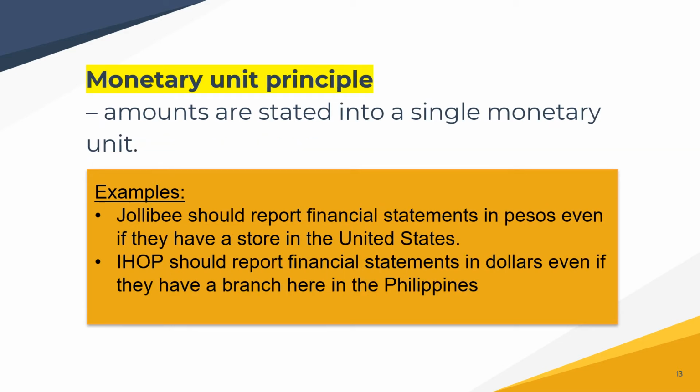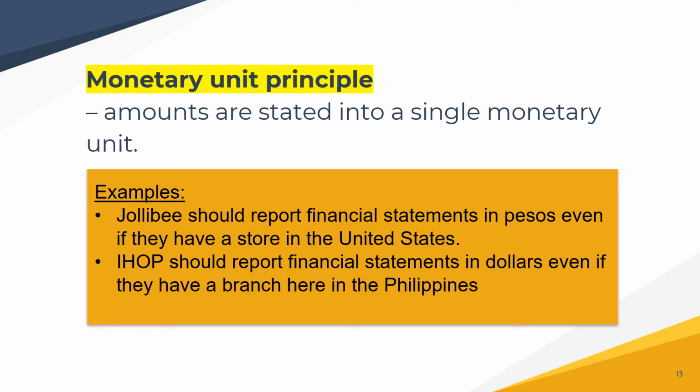Next one is the monetary unit principle. So it means the amounts are stated into a single monetary unit, or the business transactions can be objectively measured or quantified in terms of the monetary unit, or here in the Philippines, peso. So example is Jollibee should be reported or should report FS in pesos even if they have a store in the United States. So as long as the company or the Jollibee Corporation is here in the Philippines, so dapat kahit na meron siyang store sa US, so iba yon. So dapat yung reporting niya dito sa Philippines ay in pesos.